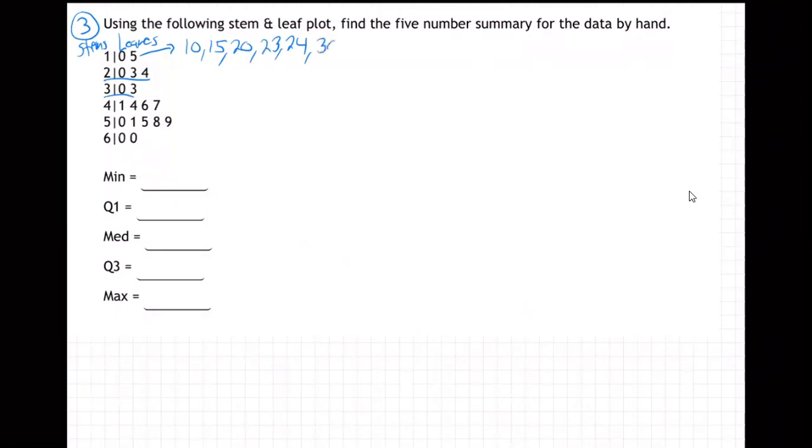It means 30 and 33. And the next group means 41, 44, 46, 47. And then the next group, 50, 51, 55, 58, 59, and then the last group is a couple of 60s. Okay, so there's all the test scores, or whatever they are.